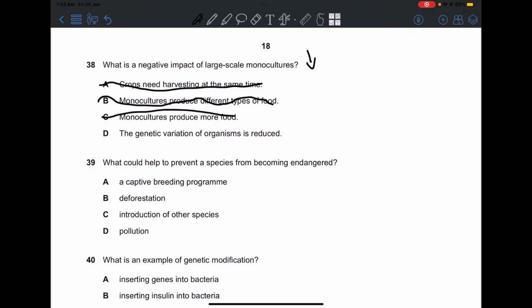So no. D says the genetic variation of organisms is reduced. Now this is actually correct, and I said this before even reading the options. We know that the main thing that is negative about large-scale monocultures is the decrease of genetic variation.